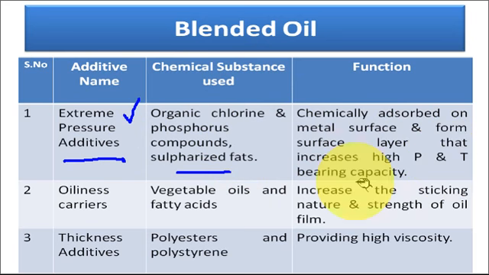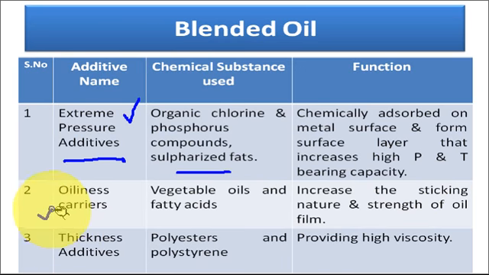Basically, these chemical substances are chemically adsorbed on the metal surface and form a surface layer that increases high pressure and temperature bearing capacity. That means the role of extreme pressure additives is to increase the temperature and pressure bearing capacity of the lubricant. So these help to form a stable lubricant layer on the metal surface which can work at very high temperature as well as very high pressure.